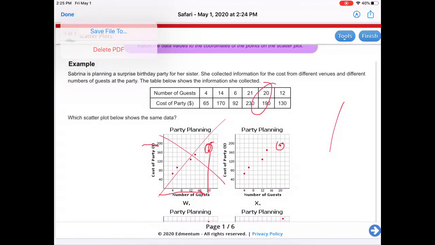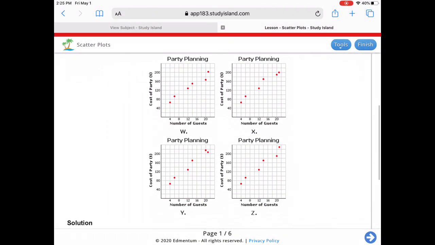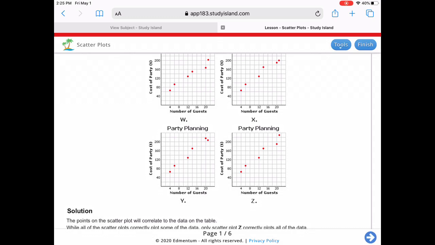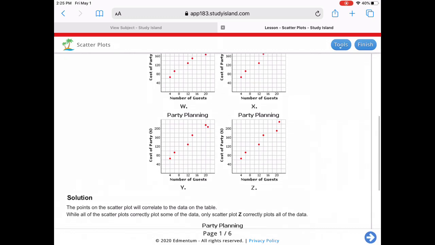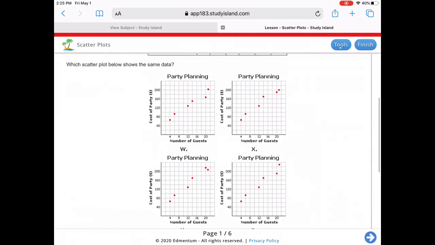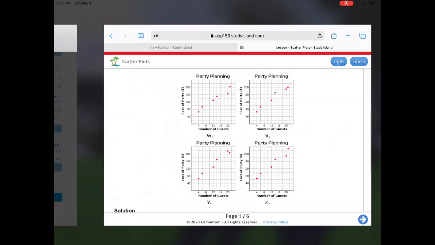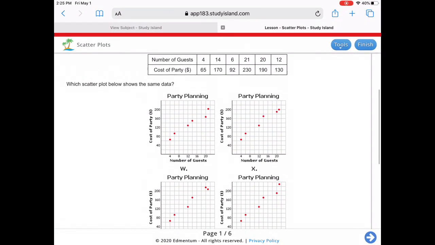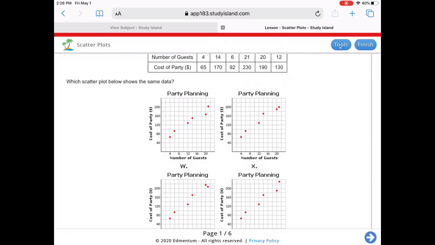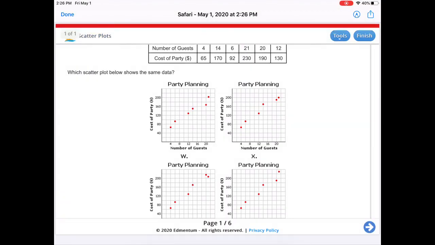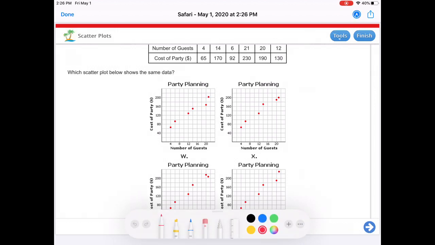If we go and look at the other options, 20, 190, if I look at 20 on Y, it's going up to over 200, so it's not Y, but 20, 190 is also on Z. So we're looking at something between X and Z here. So let's see if we can get it so we can see the table and the points here for X and Z. So we know not W, not Y, between X and Z. And I'm looking at the next one. So let's look at 21, 30.